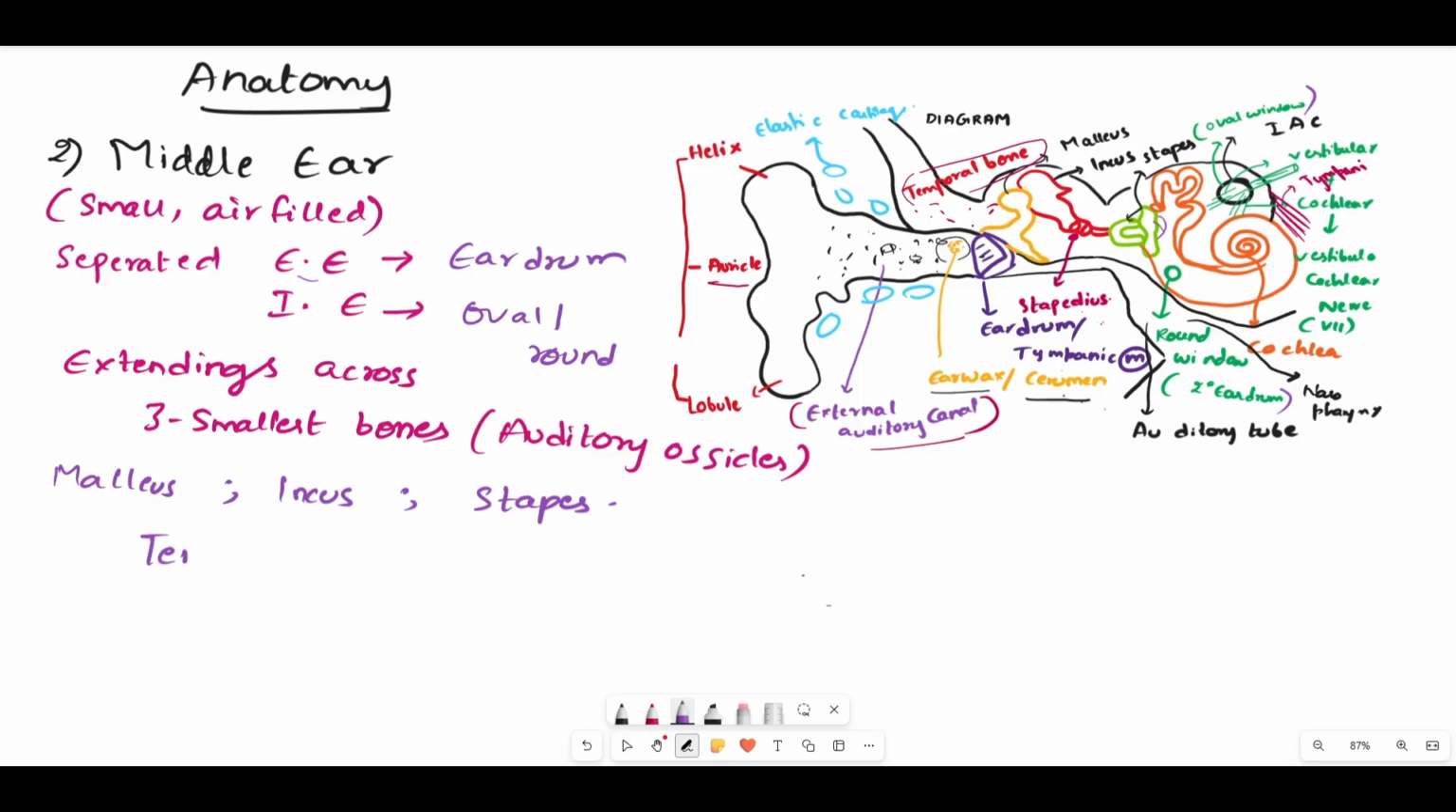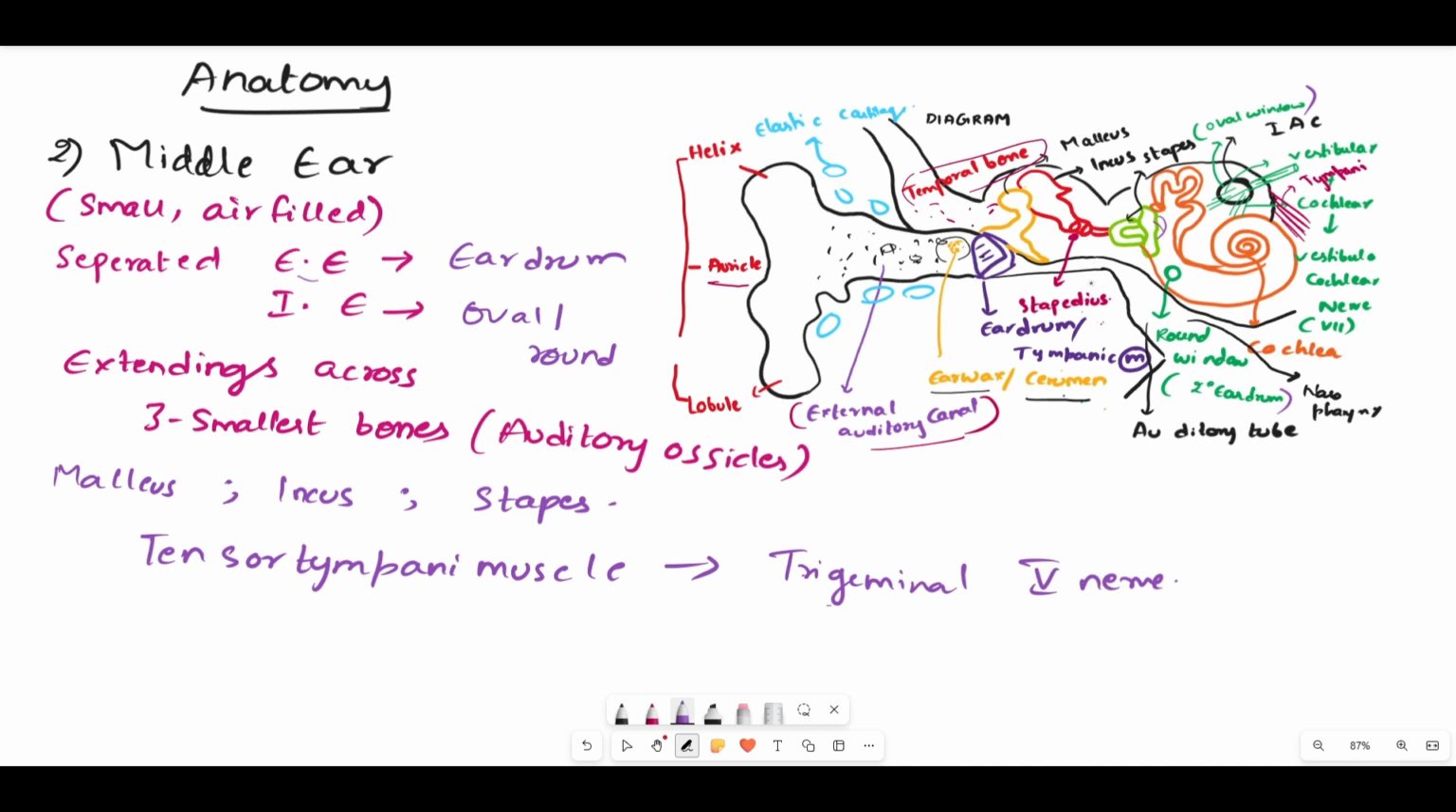We can also call it the tensor tympani muscle. Normally this tensor tympani muscle prevents damage to the inner ear from loud noises. So the inner ear is protected from loud noises with the help of this muscle. This has a connection with the trigeminal nerve, which is the fifth cranial nerve.